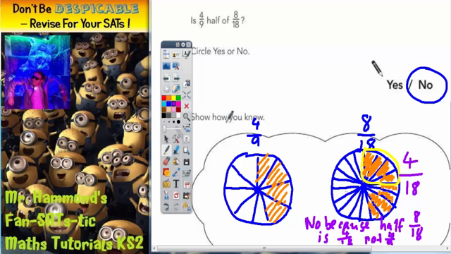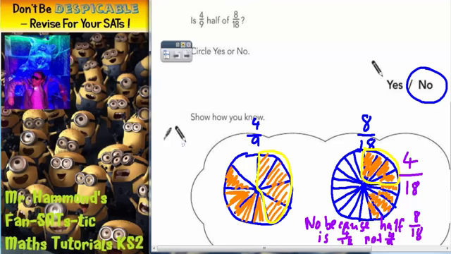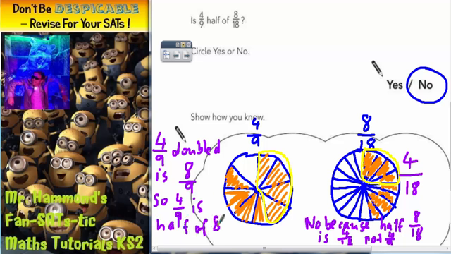Another way of explaining it would be to actually say what 4/9 is half of. Well, if this is the half, if we double this to get the other half, we'd have to have another 4/9. And altogether, that would then leave us with 8/9. So another way of saying it would be to say 4/9 doubled is 8/9. So 4/9 is half of 8/9, not 8/18. And there you have it, an explanation.